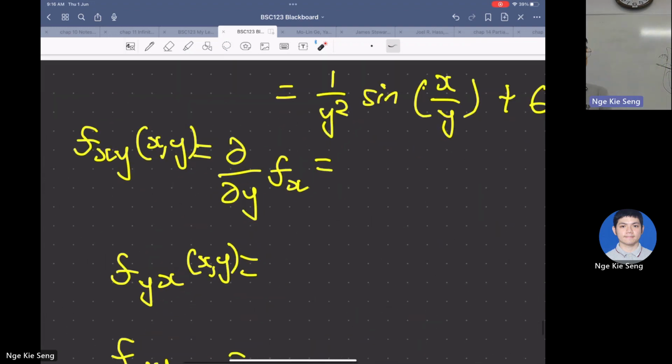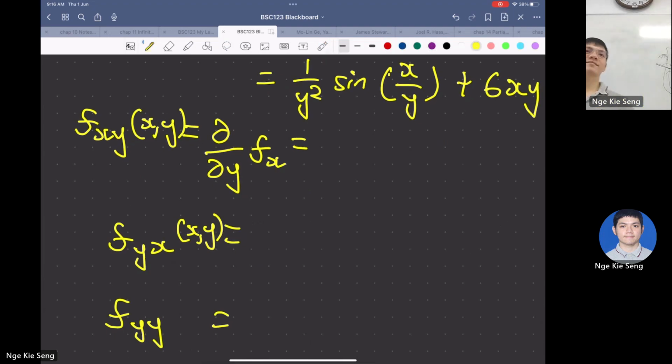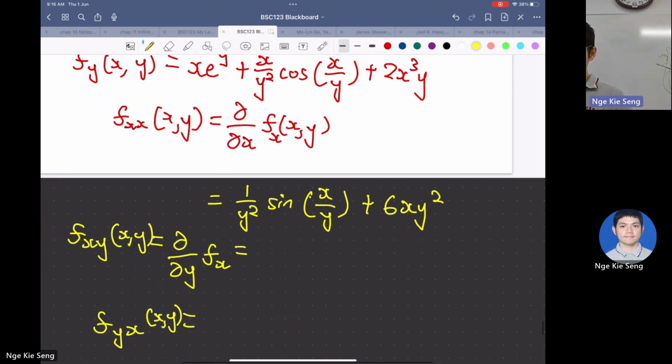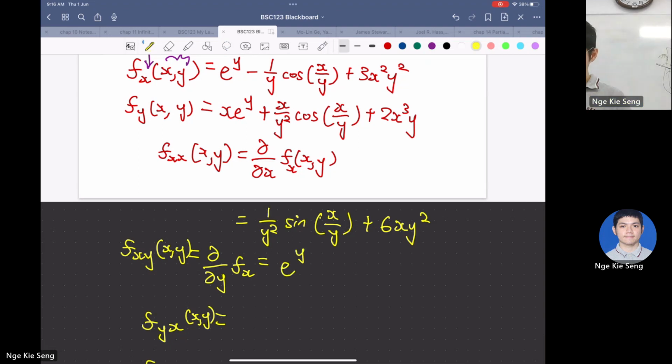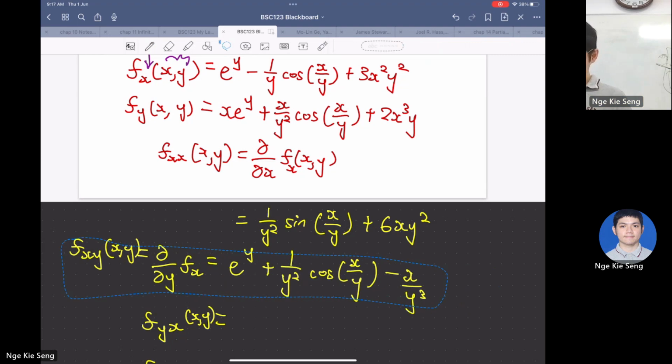Okay. Who finished computing this? fxy. What do you get? e to the power of y, plus 1 over y squared cos x over y, minus x over y cubed sine x over y, plus 6x squared y. Okay, let's check this.